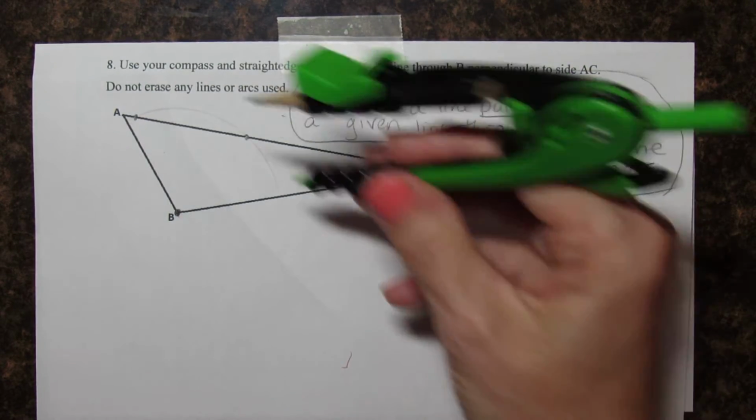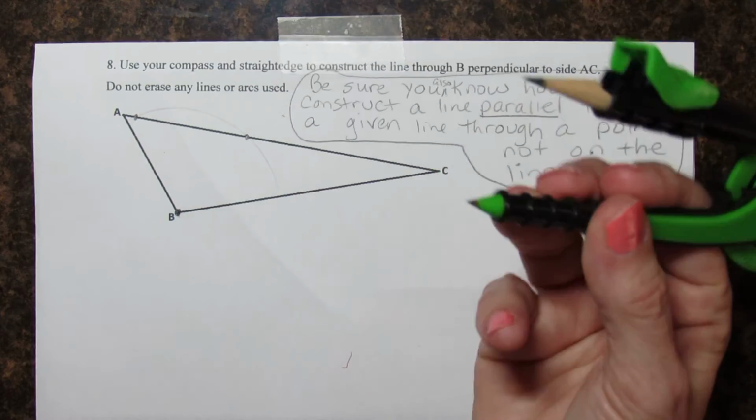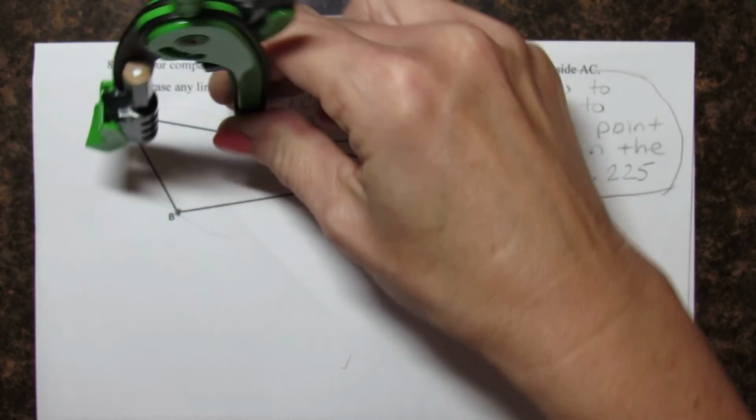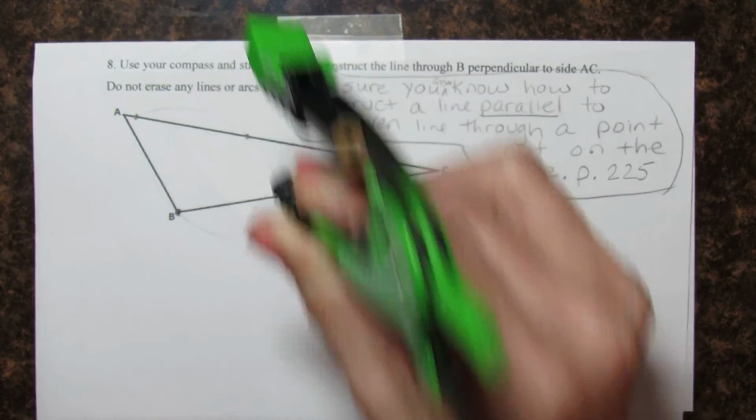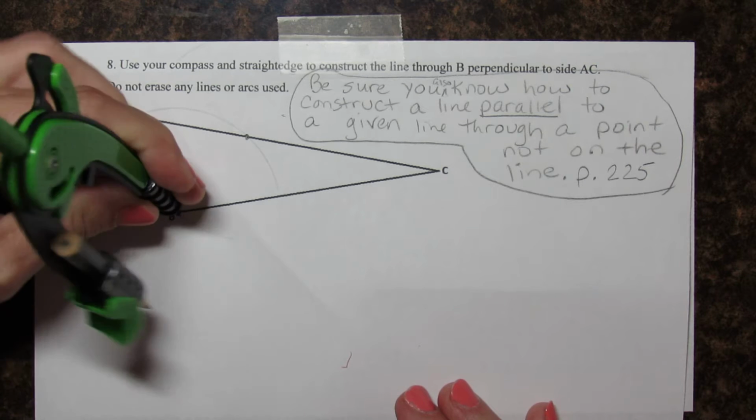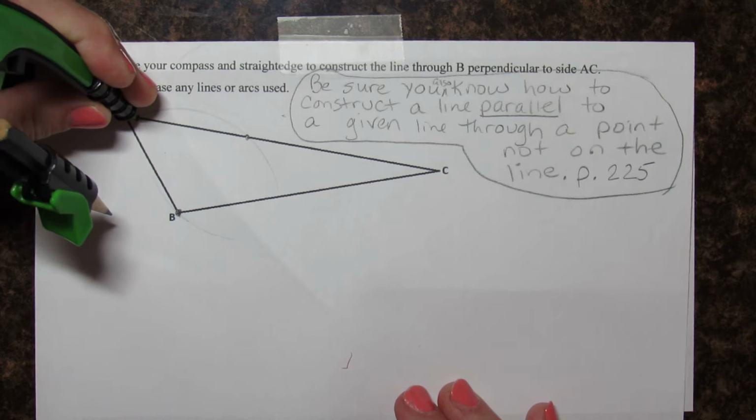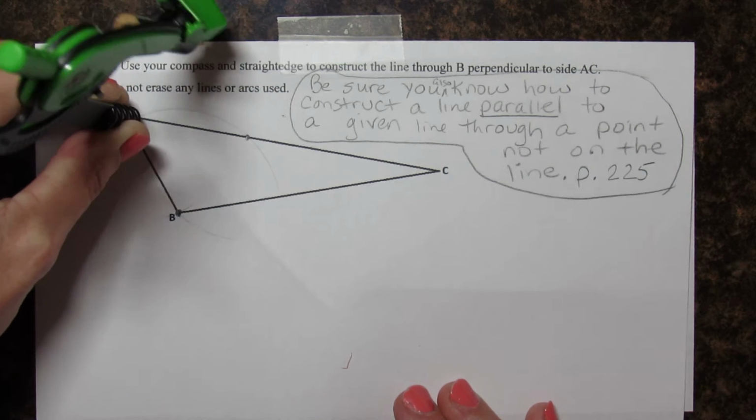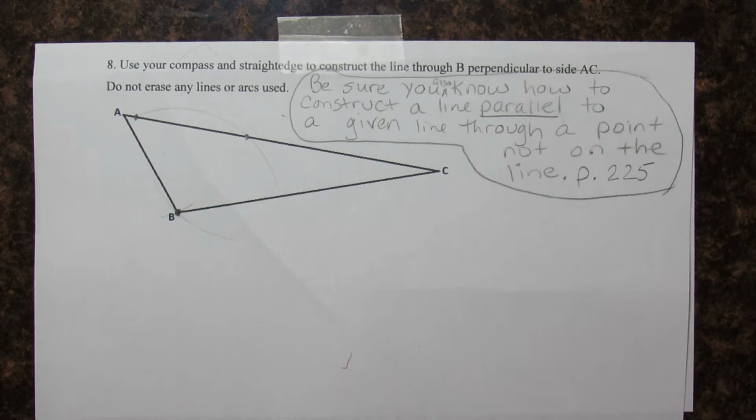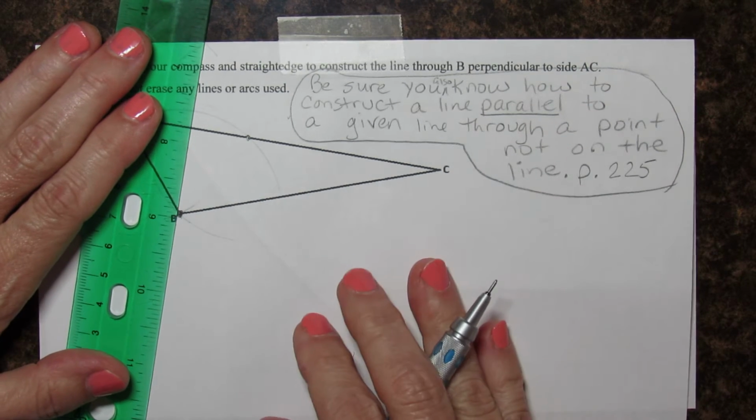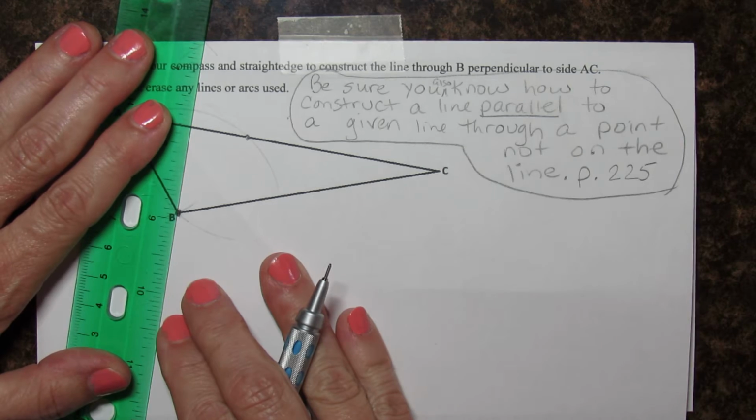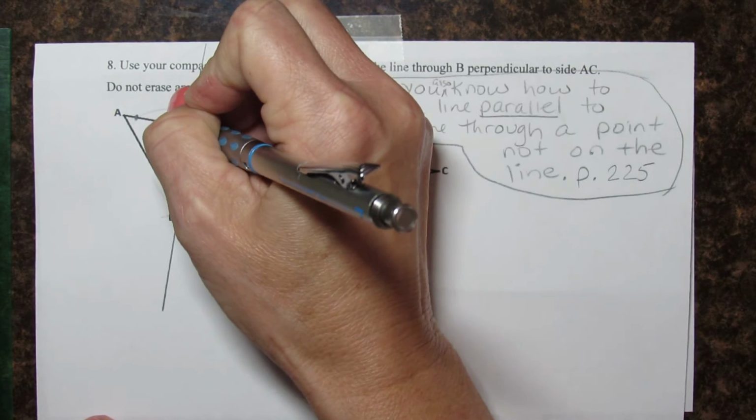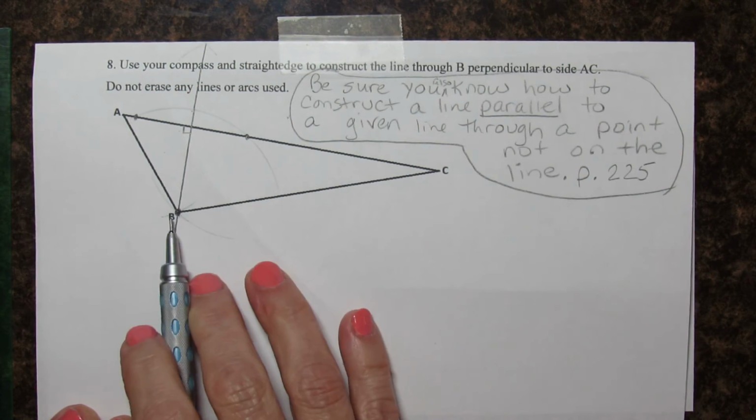So what I'm going to do now is just make the perpendicular bisector of that segment. I can just put a line below and a line above, and then a line from the other point, below and above. I just barely made it on my paper there. And that just goes right through B, and that is going to be the perpendicular to AC through B.